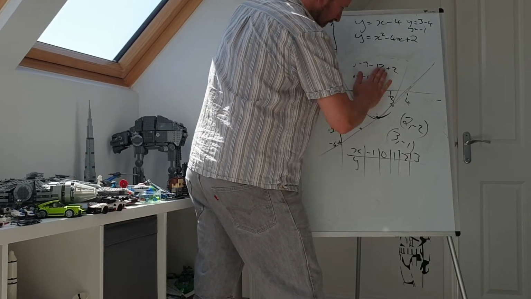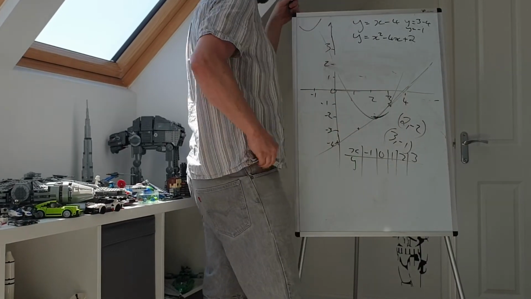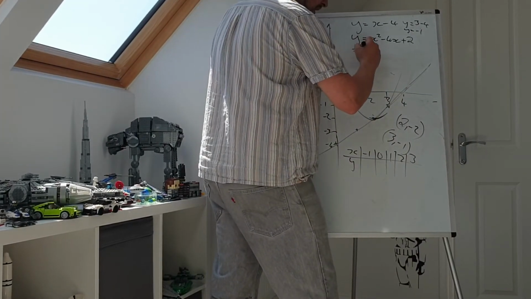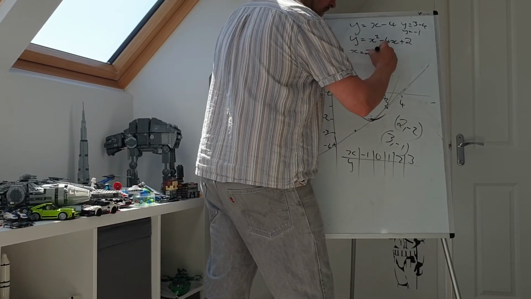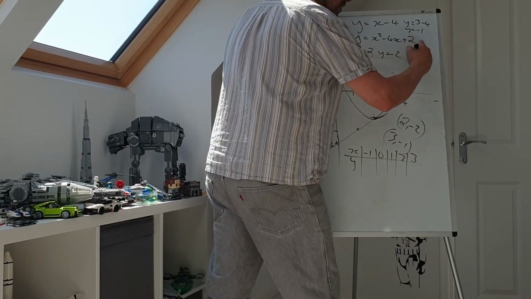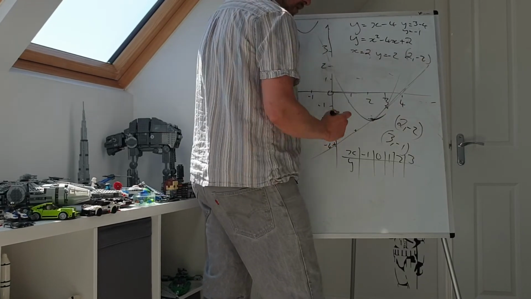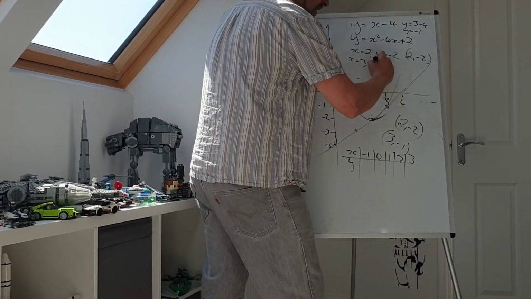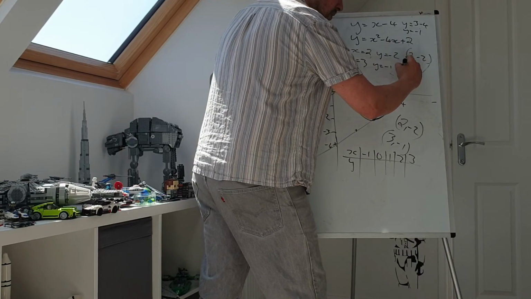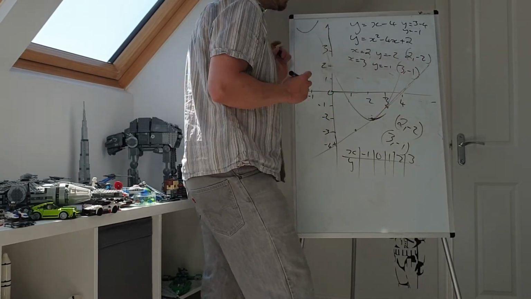So the solutions overall, now that we've got this, are going to be x equals 2, y equals minus 2, which was the coordinate 2, minus 2, and x equals 3, y equals minus 1, which was the coordinate 3, minus 1.